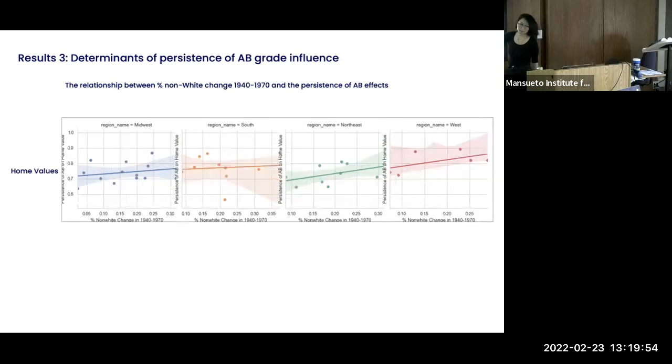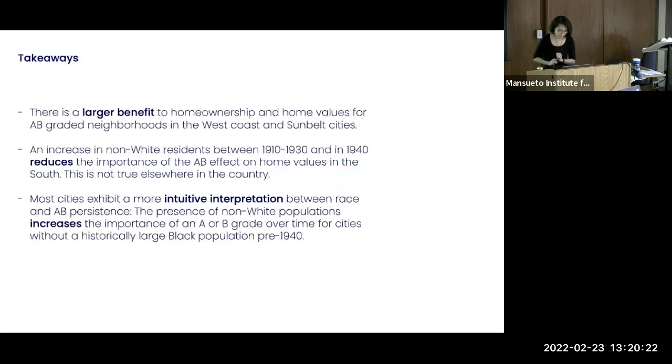And this relationship basically disappears by 1940 to 1970. So one interpretation of these results could be that when we disaggregate by regions, in fact, these pre-existing racial zoning, Jim Crow, and other more explicitly racial segregation measures in the South contributed to the decreased importance of these redlining grades.